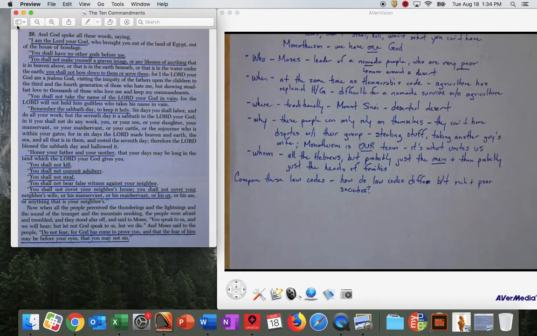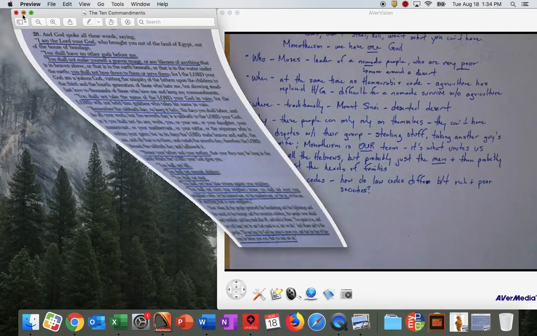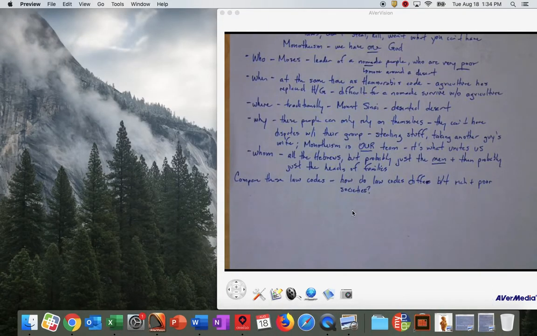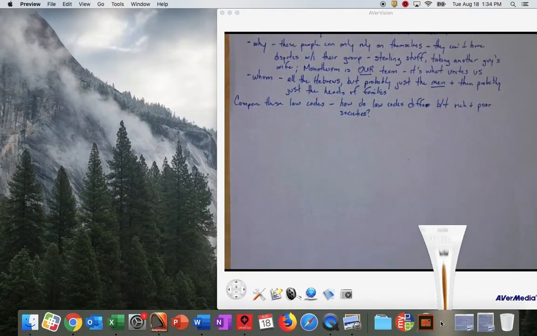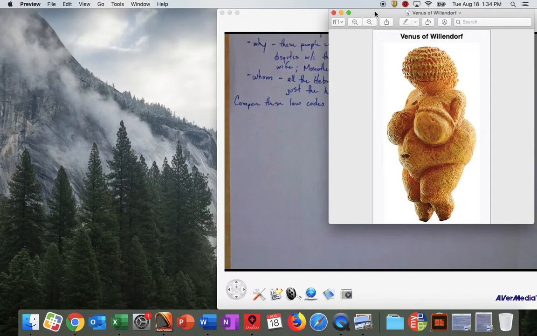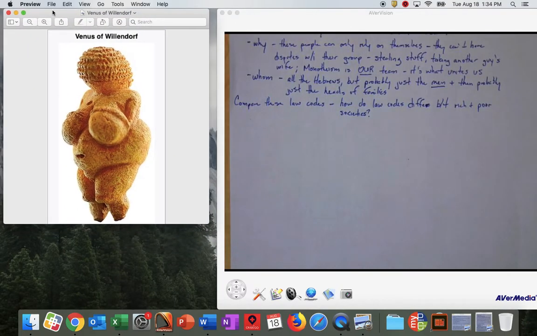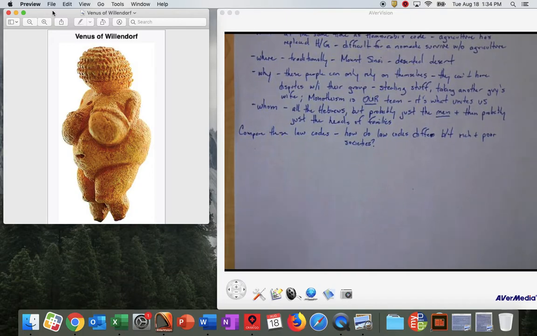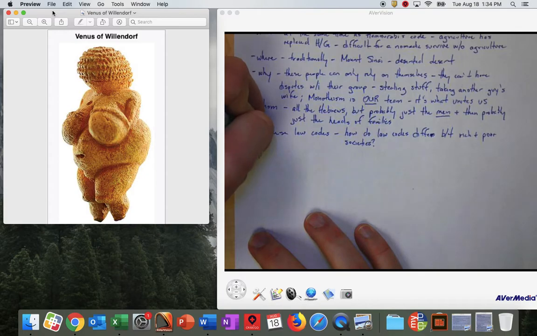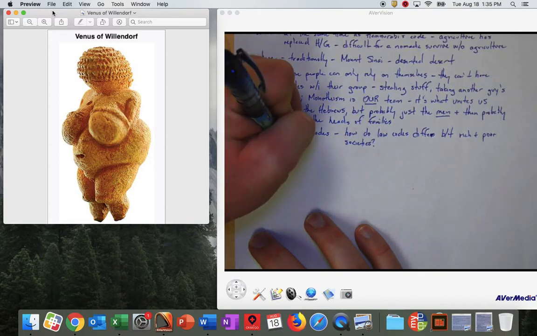Okay, so one last source to look at, and this is a visual source, and this is going to take us back to Paleolithic time. This is a small stone sculpture called the Venus of Willendorf. So again, like the other ones, we're going to do a little bit of attribution. The Venus of Willendorf.